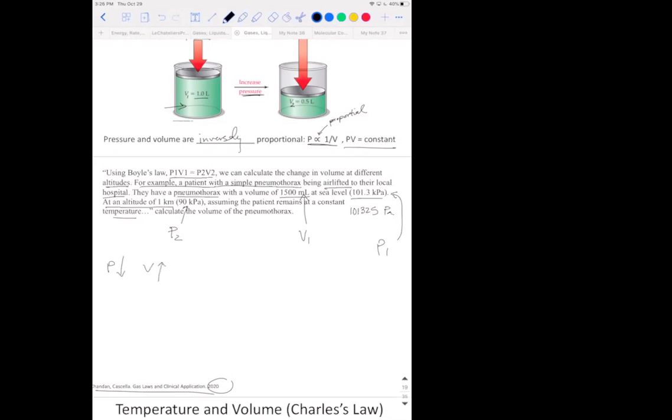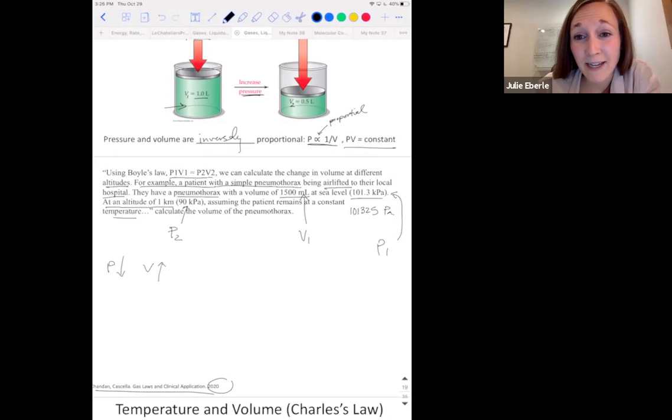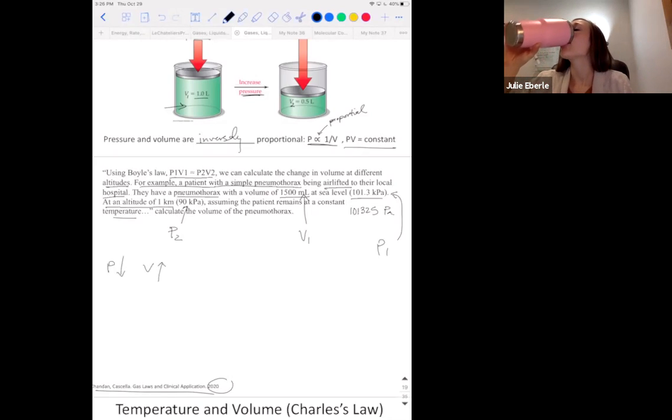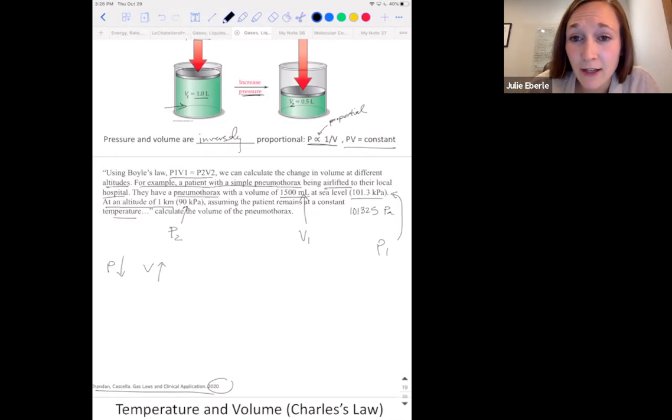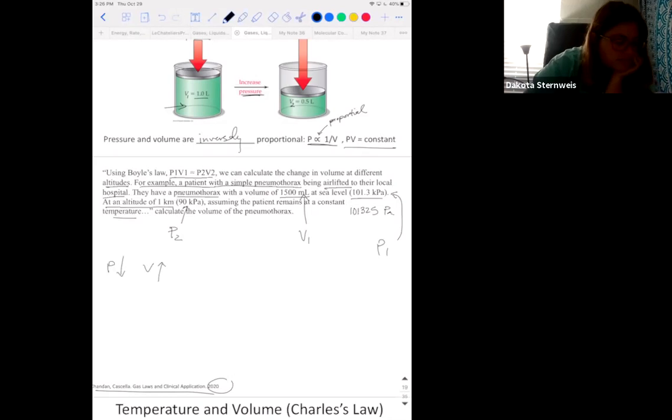Increase. That's right, volume should increase. Now, why would that be dangerous? Why would that matter here? Because if it increases enough, that could totally cause a lung collapse or both lungs to collapse, right? If you have stuff pushing on your lungs.